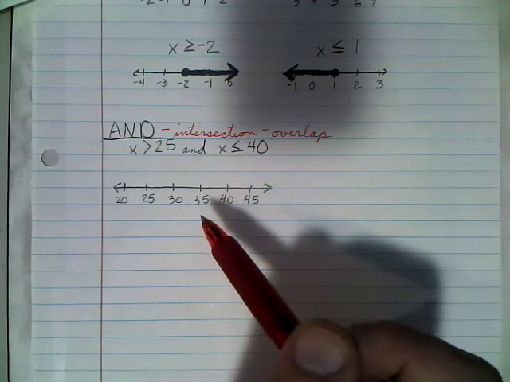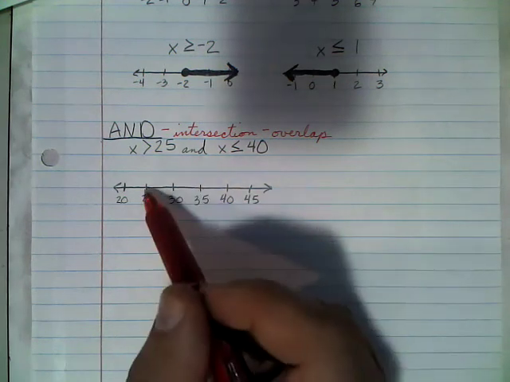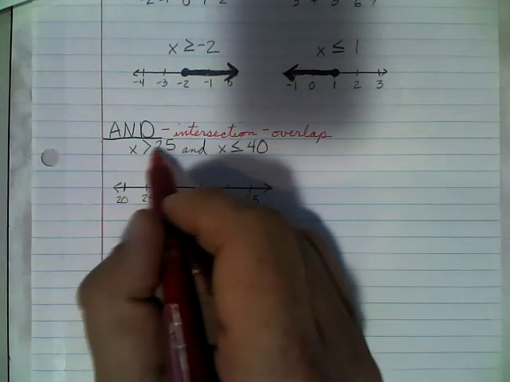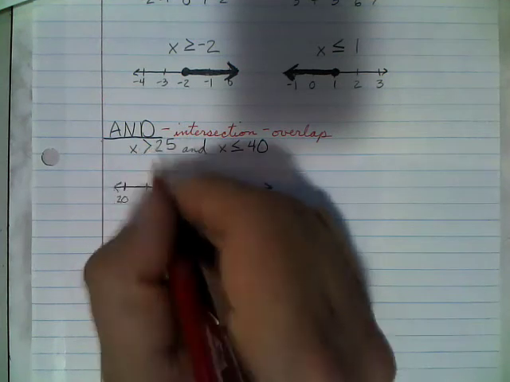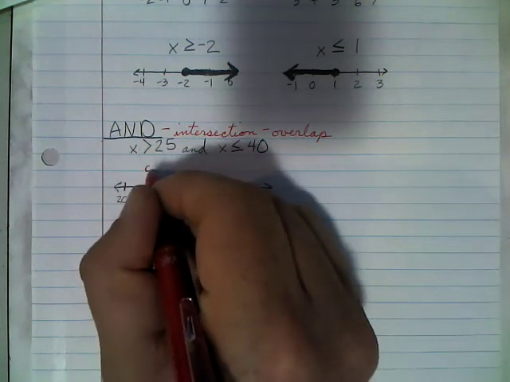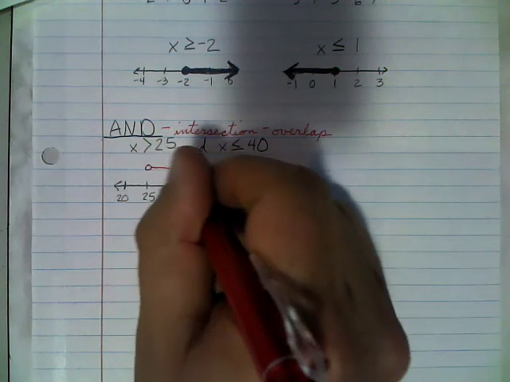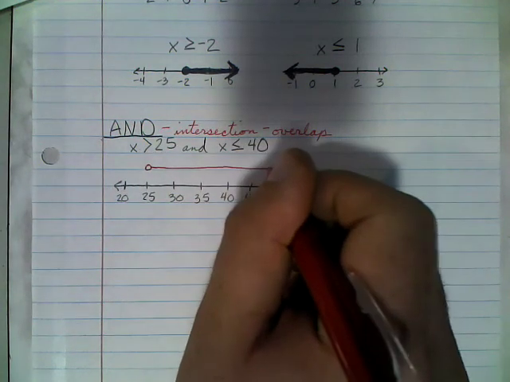Now, real quick, if we think about this, we're going to do some red pen above here. If we think about this, x is greater than 25. Well, first of all, since it's greater than, that would be an open dot at 25. And since it's greater than, it would then head in this direction.